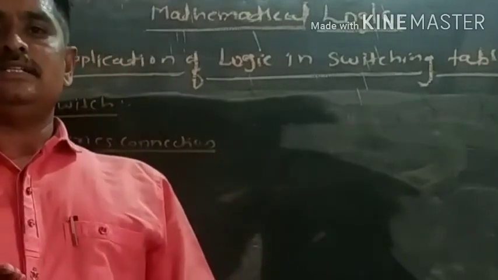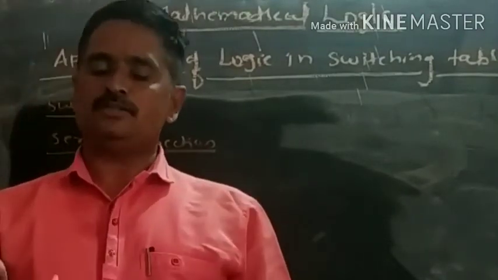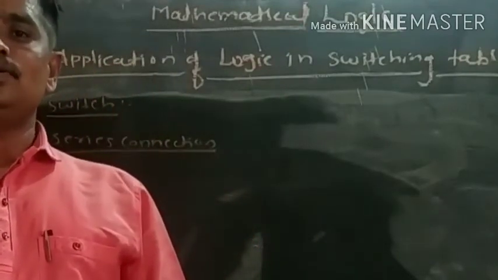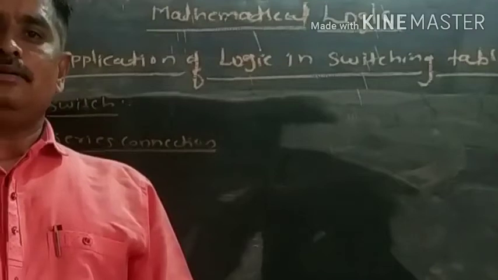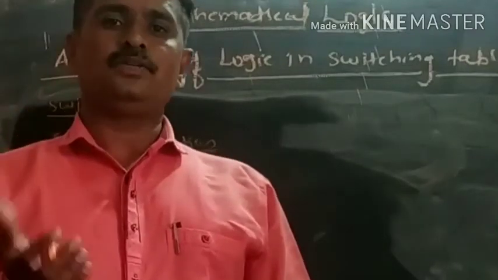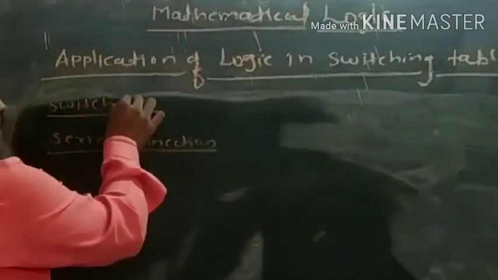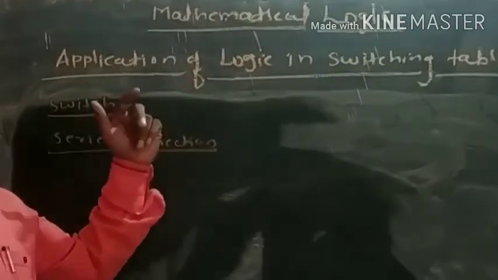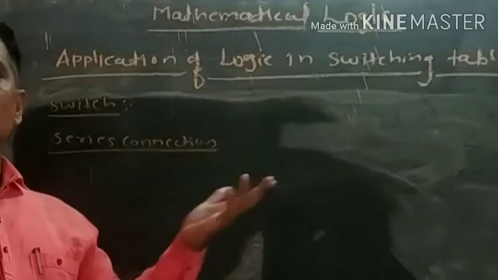So what do we mean by switch? A switch is a two-state device used to control the flow of current. We already know about the switch. It is a two-state device used to control the flow of current.